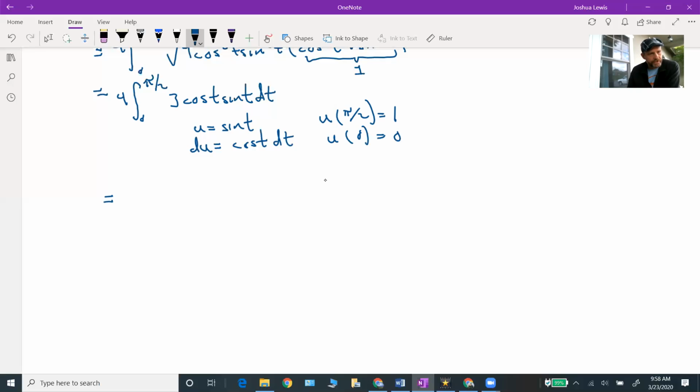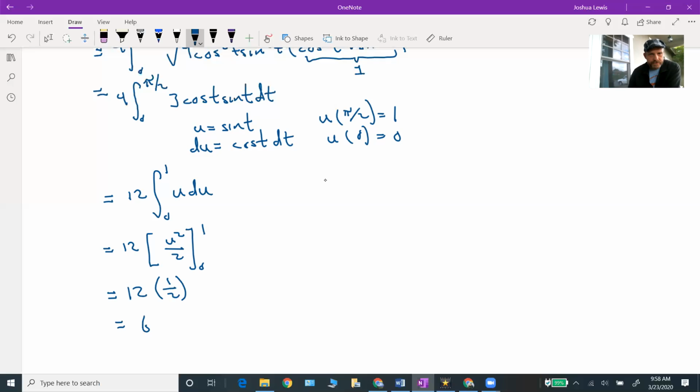So what do we get here? We get 12 times the integral from 0 to 1 of u du, which is 12 times u squared over 2, from 0 to 1, which is going to be what? 12 times 1/2. And so we get 6. Okay, there we have it.